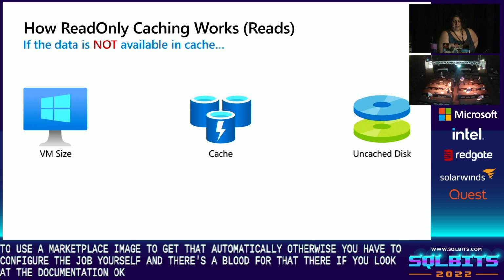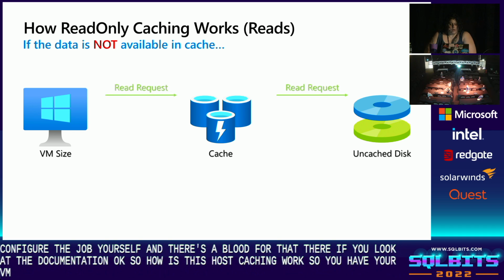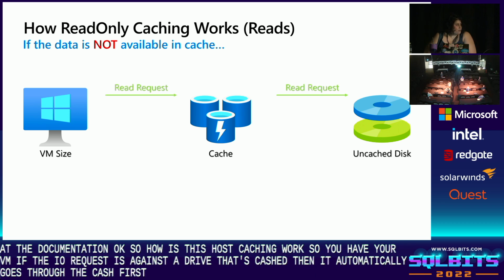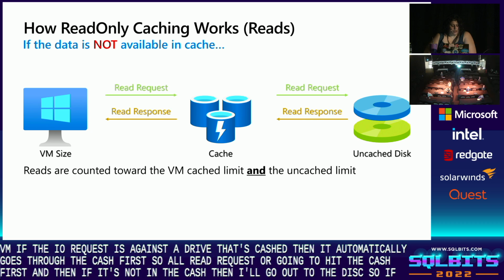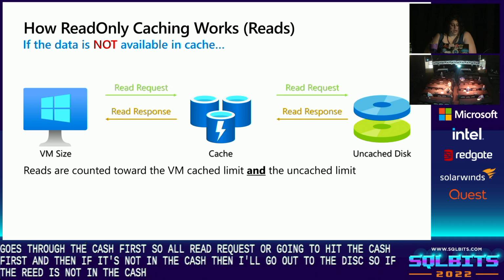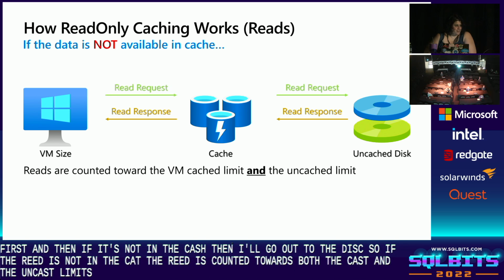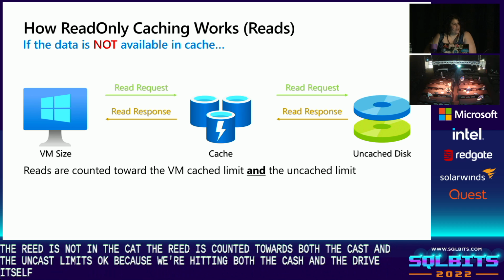OK. So how does this host caching work? So you have your VM. If the I/O request is against a drive that's cached, then it automatically goes through the cache first. So all read requests are going to hit the cache first, and then if it's not in the cache, they'll go out to the disk. So if the read is not in the cache, the read is counted towards both the cached and the uncached limit, okay? Because we're hitting both the cache and the drive itself, that IOP is counted twice, once for the uncached limit and once for the cached limit, okay?